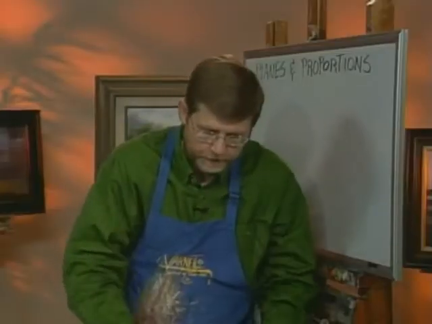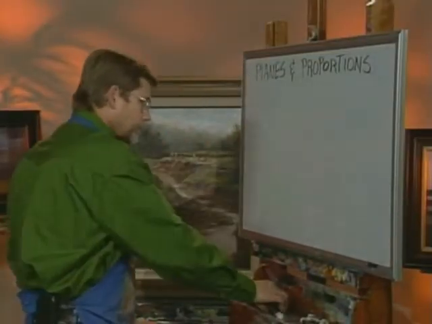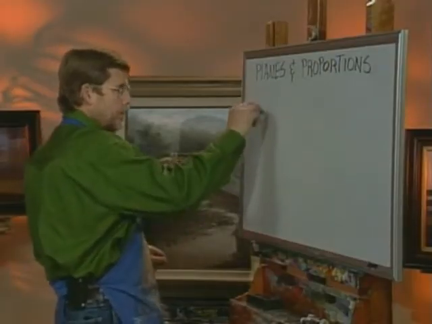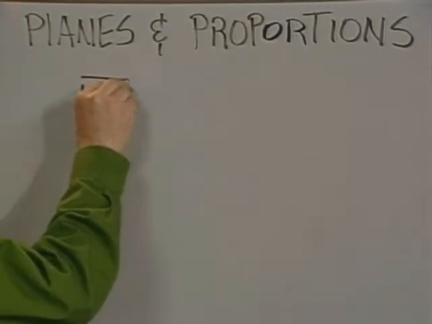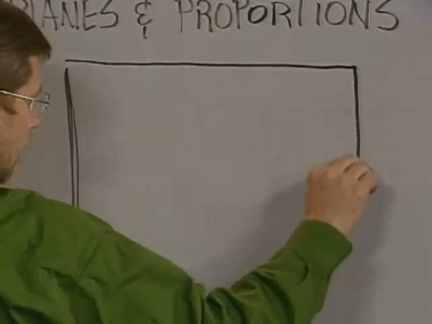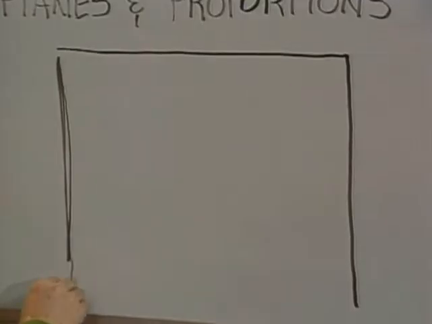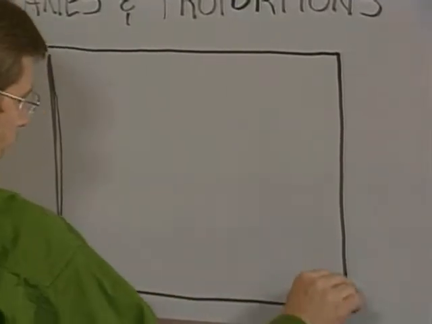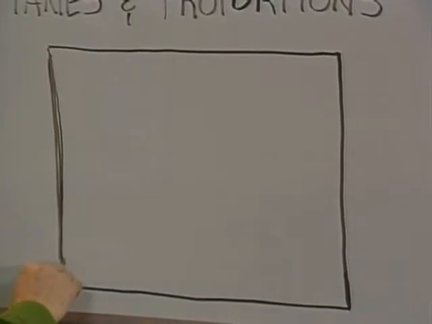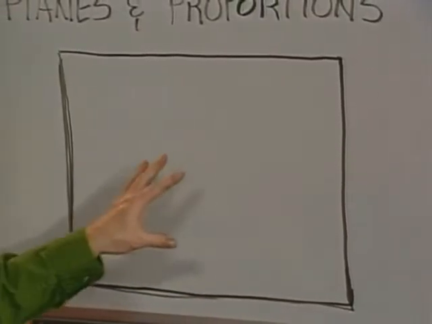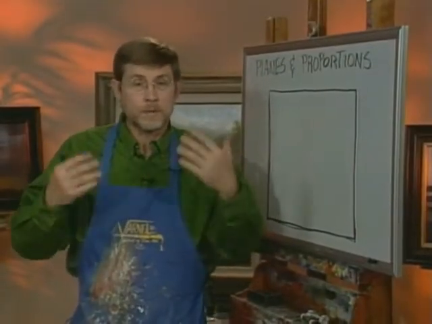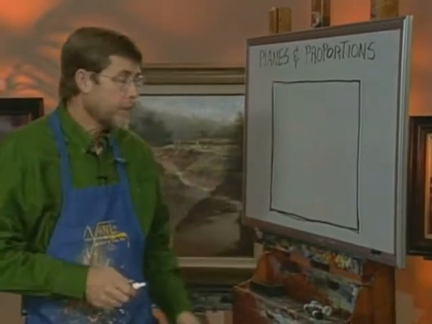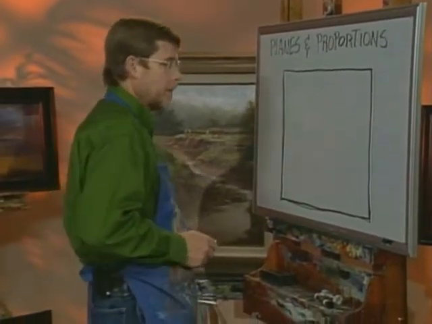So let's go up here, and for the sake of clarification, I'll go ahead and make a canvas. All right. Now, what I want to do here is create some objects, and I want to show you how to proportion them to each other so that they're properly done, so that they don't look goofy, all right? And then I've got a couple of paintings I'm going to use as examples.